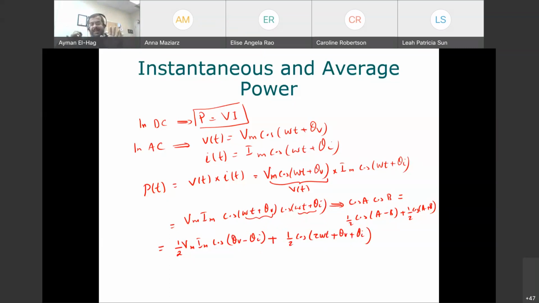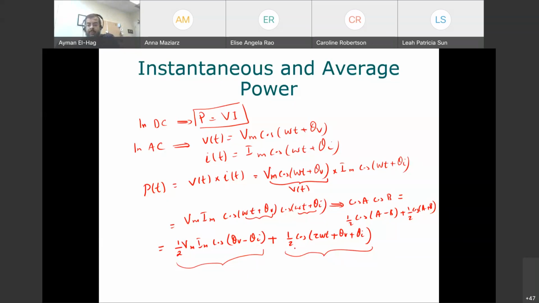And we can see here we have two components: a component that is time dependent and a component that is not time dependent, a constant. How do I know? Because here in the angle there is omega t, so as t changes, this will be changing. But here there is no t. It is theta v minus theta i, so it's a constant value. There is no t function in this part.